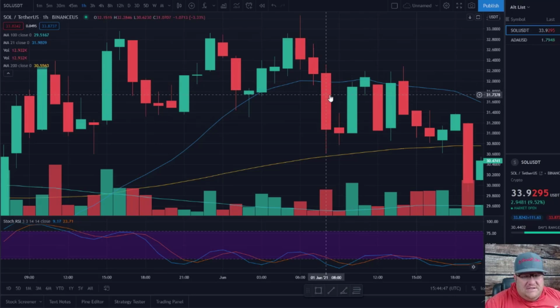Each candle represents a time period. I have it set for 1 hour. You can custom set this from 1 minute to days to weeks to even a month if you would like. The period of time in which you're going to select these candles is going to be dependent upon your trading strategy, how long you're going to hold these, and how often you're going to trade these coins.